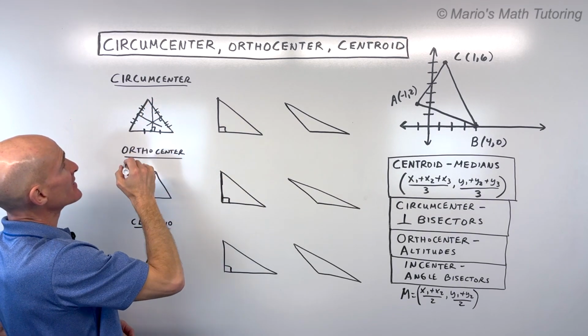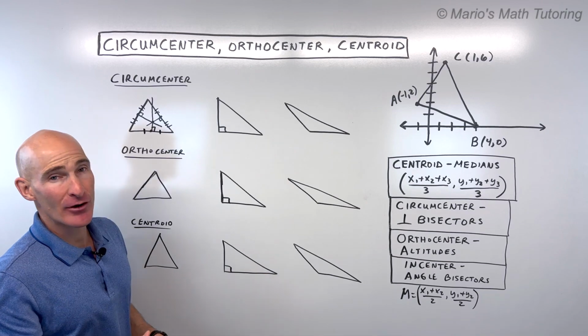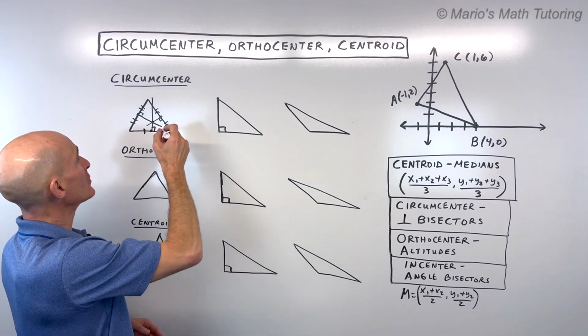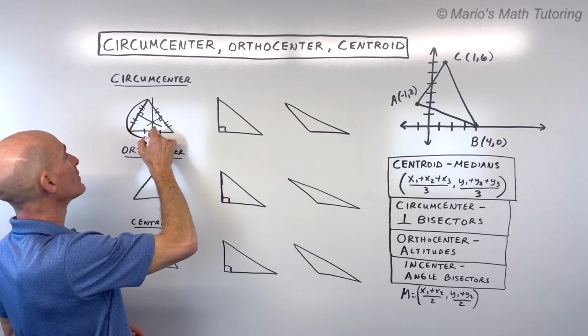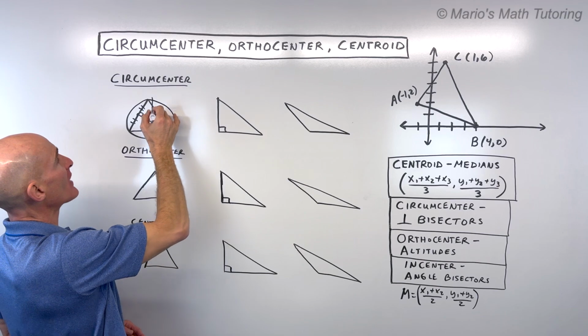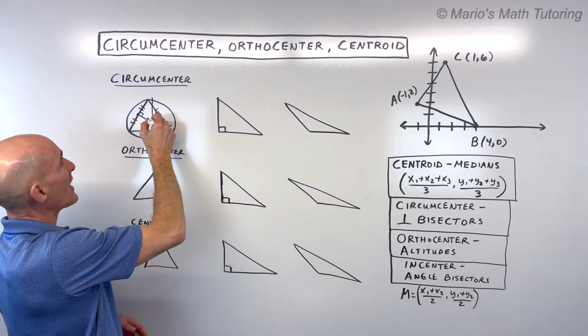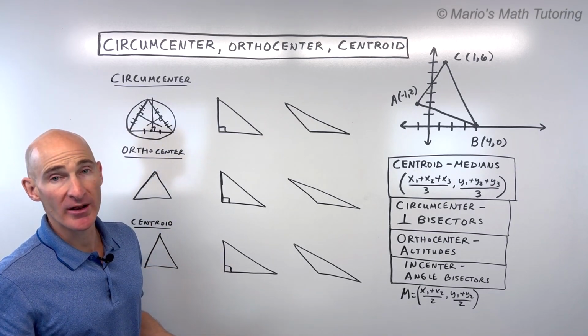Now, what exactly does a circumcenter mean? Well, if we treat this point as the center of a circle, you can circumscribe or draw a circle around that triangle such that the vertices lie right on the circle. So basically the radius to each of these vertices is going to be congruent.